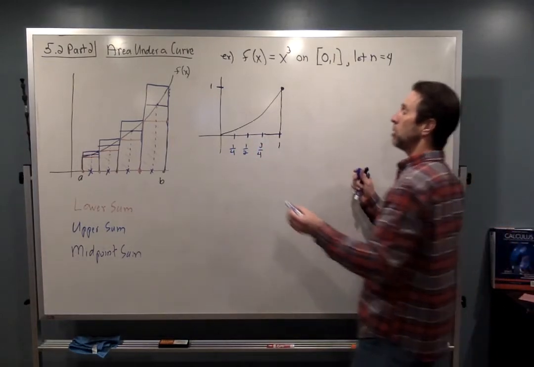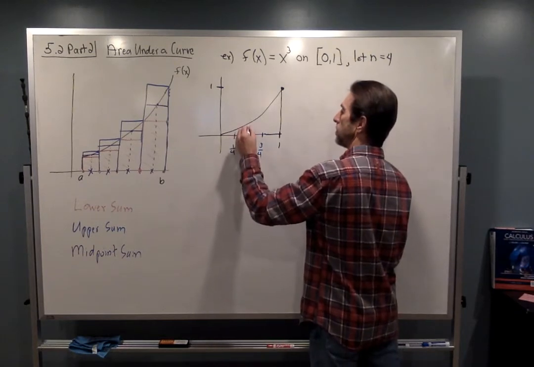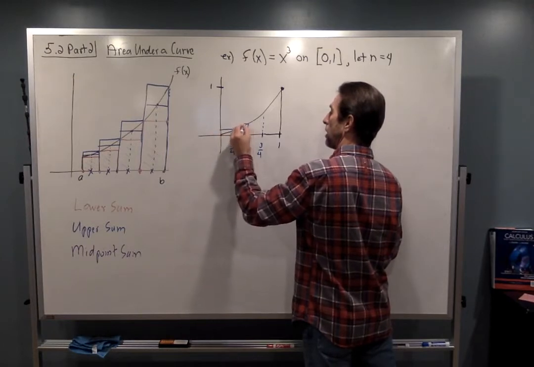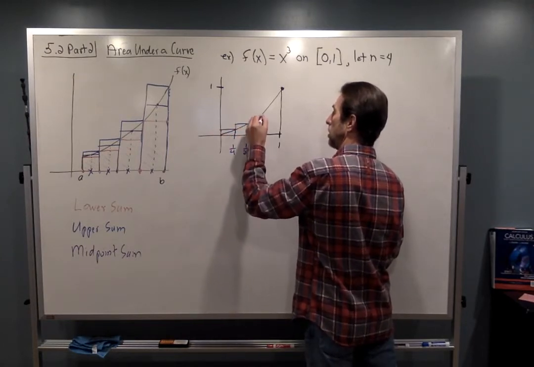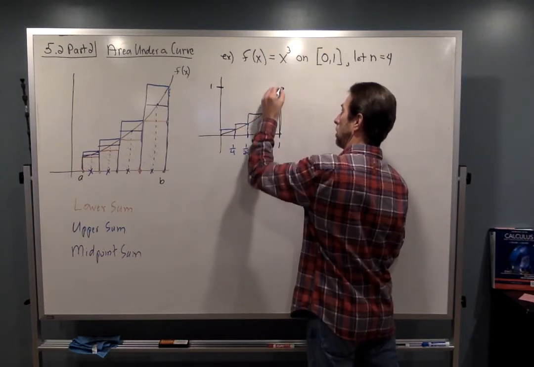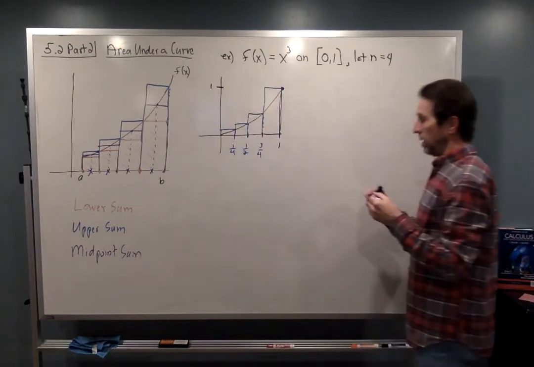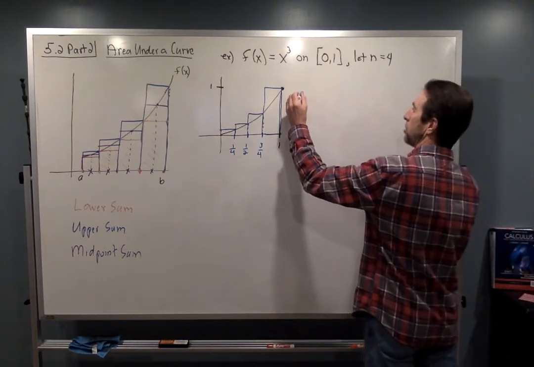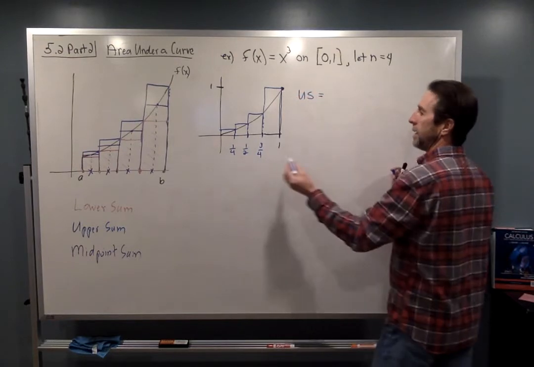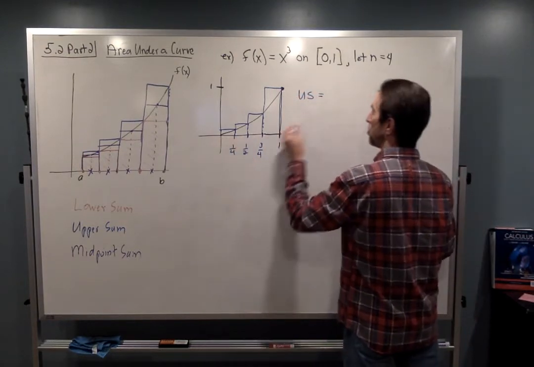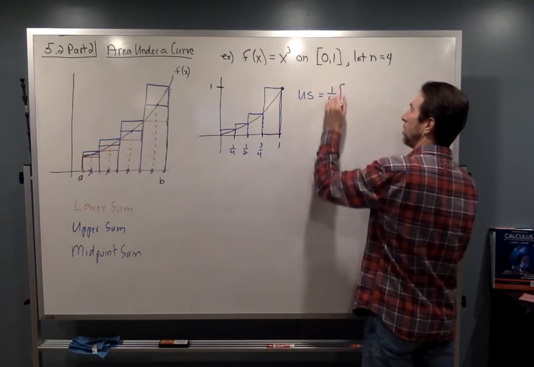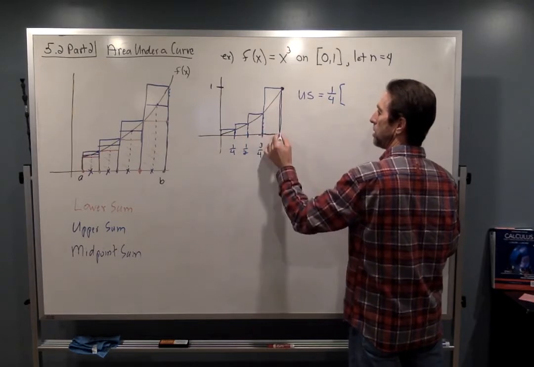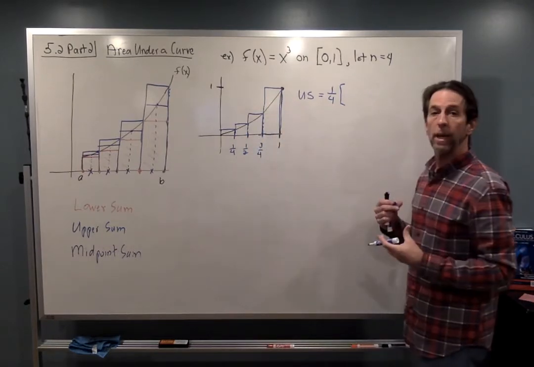Okay, so the upper sum would basically be the sum of the areas of all of these rectangles. Upper means above. So if I can find the areas of those rectangles, I'm good. So the upper sum. Now the base of every single one of these rectangles is 1/4. So it's going to be basically base times height, base times height, base times height, base times height. The height is what changes.